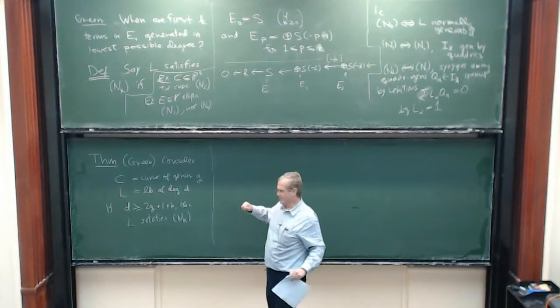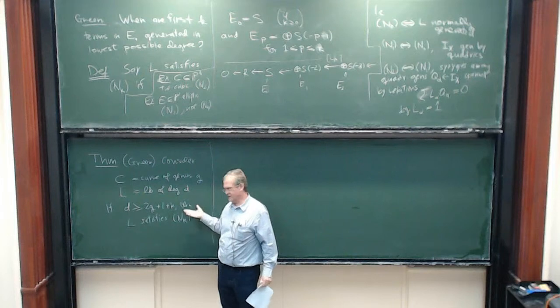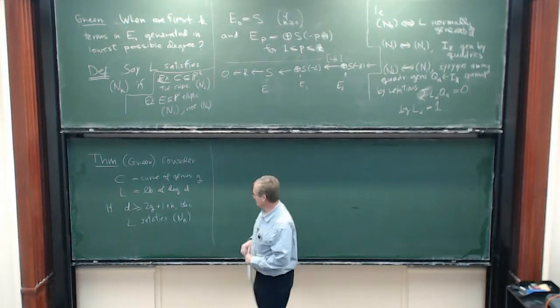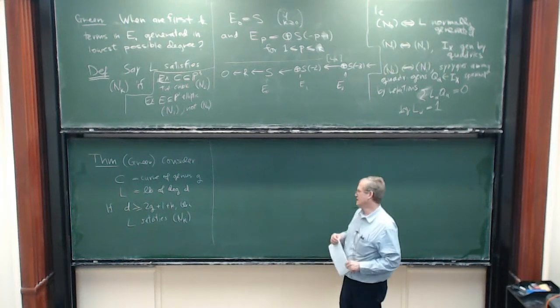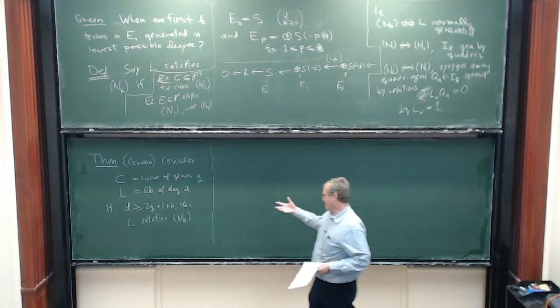Okay, so let's see what the numbers say. When K is equal to 0, this says a line bundle of degree 2G plus 1 defines a projectively normal embedding. If K equals 1, this says that a line bundle of degree at least 2G plus 2 defines an embedding in which the curve is cut out by quadrics. So those are the two classical cases.